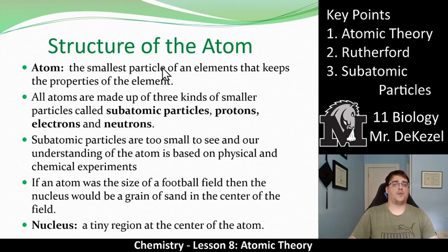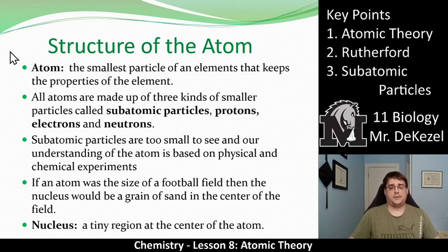So this is what we know. The atom is the smallest particle of an element that keeps the properties of that element. So if there's an atom of gold, it keeps the properties of gold, even though you can't necessarily see it. All atoms are made of three kinds of smaller particles, and we call them subatomic particles. That's key point three above me, which is very important: subatomic particles. The three subatomic particles are protons, electrons, and neutrons. So we have atoms, and then we have subatoms, essentially.